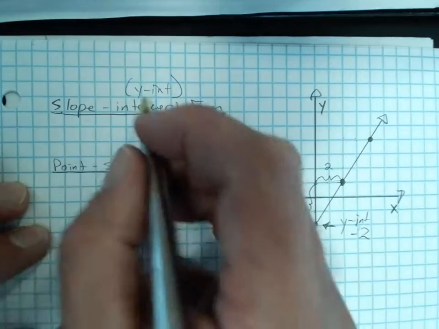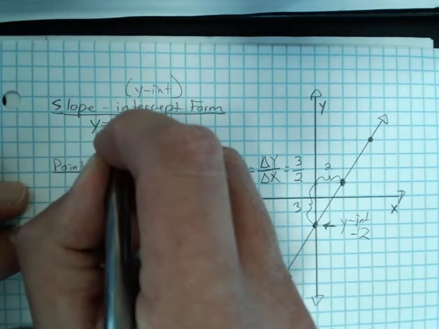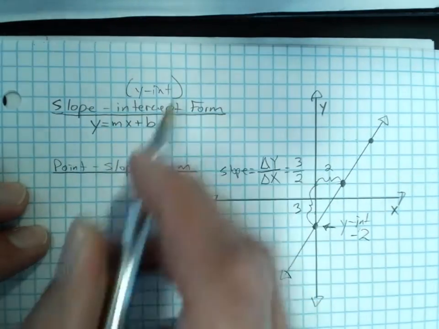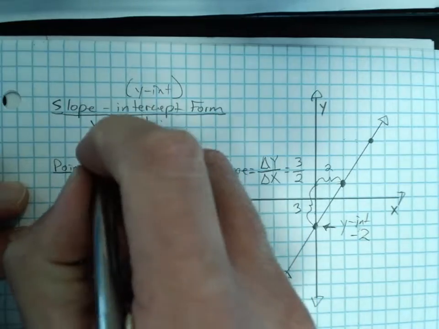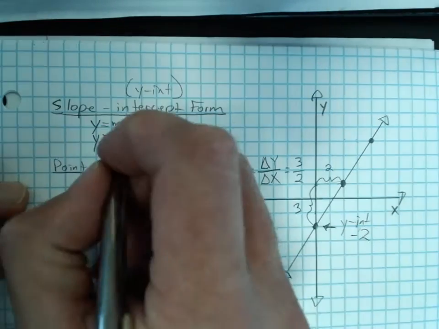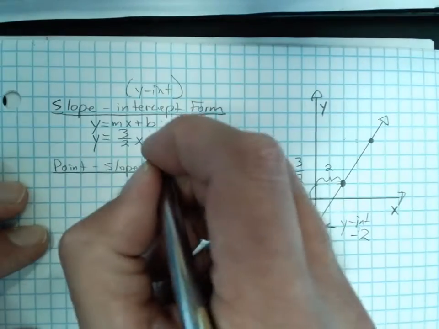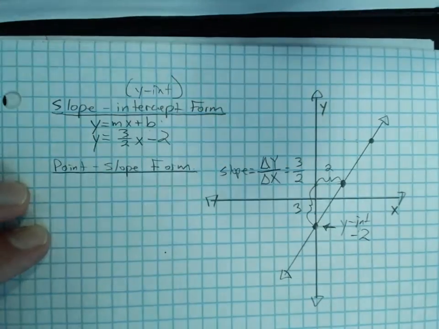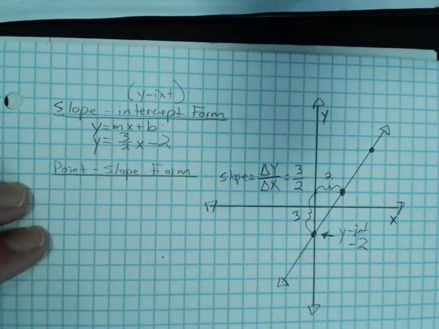So the slope-intercept form is y equals mx plus b, where m is the slope and b is the y-intercept. So now I just plug in what I know. y equals, the slope is 3/2 x, and then my y-intercept is -2. So now I have the slope-intercept form.